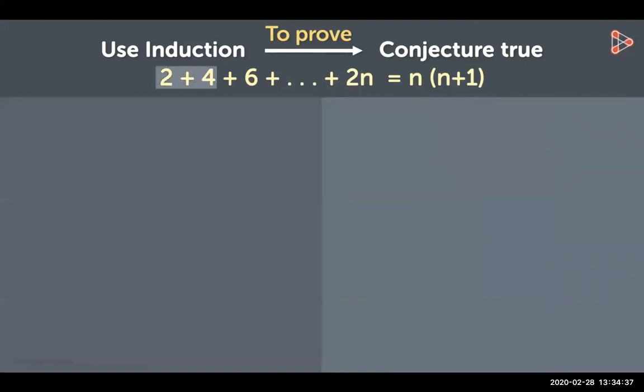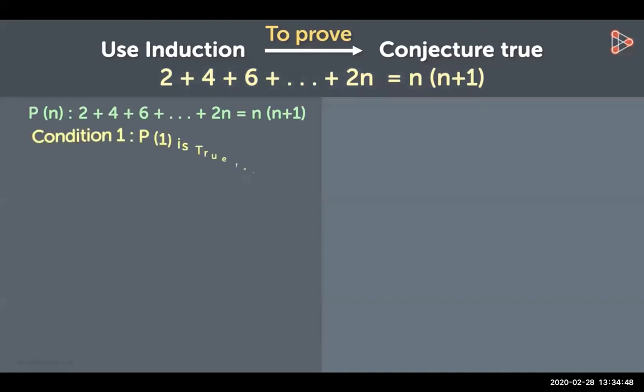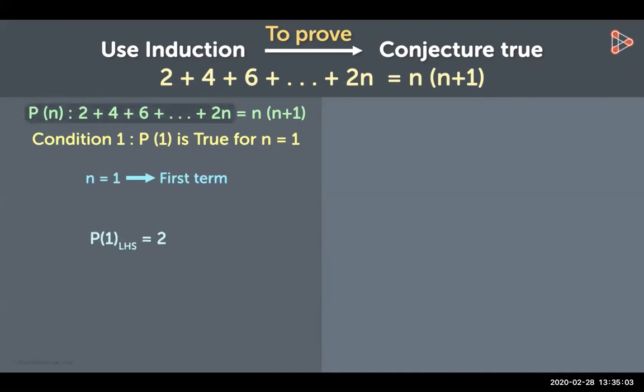2 plus 4 plus 6 up to 2n is equal to n multiplied by n plus 1. Let this be P of n. Now we will check the first condition. When n is 1, P of 1 has to be true. Let's look at the left-hand side first. When n is 1, we will just consider the first term. So P of 1 for the left-hand side is 2.